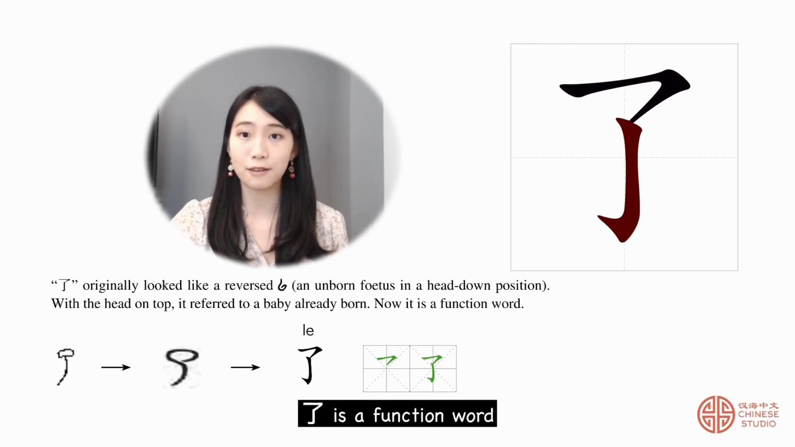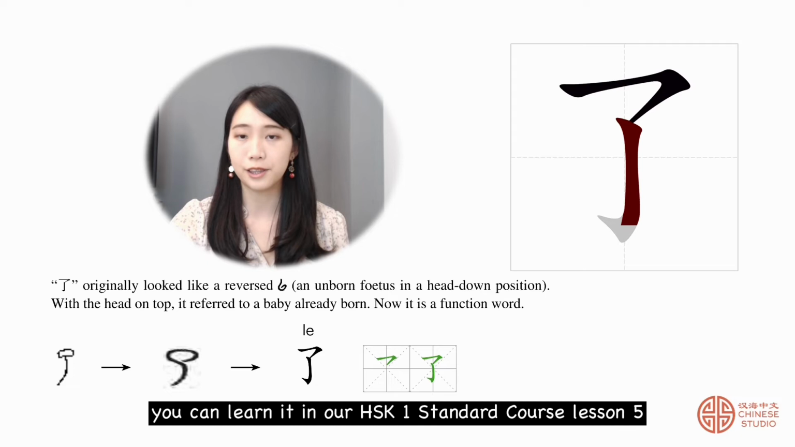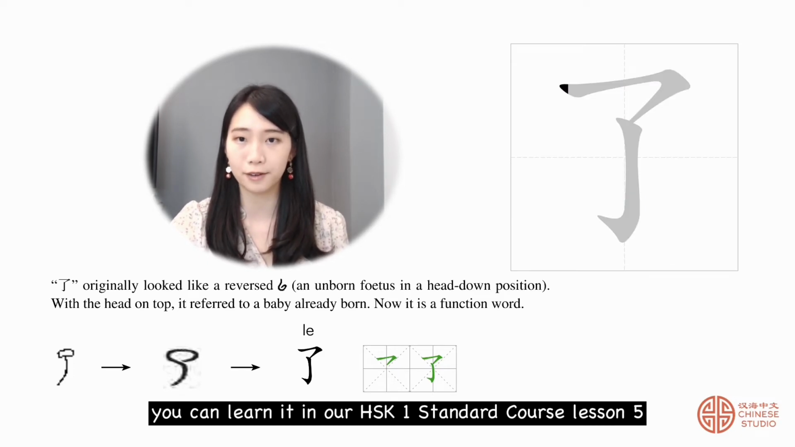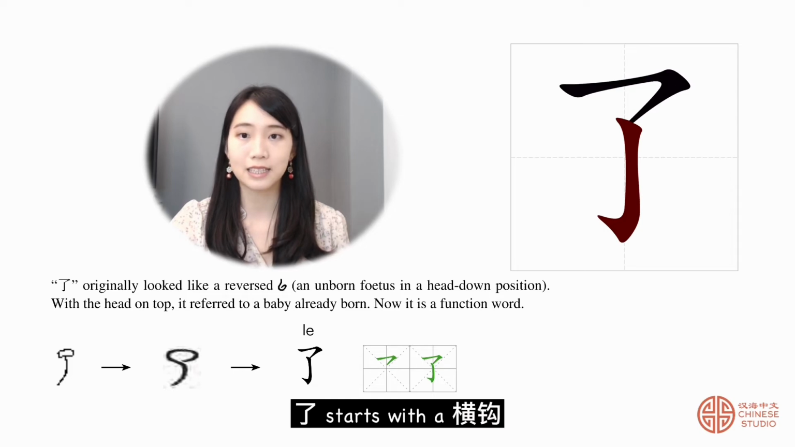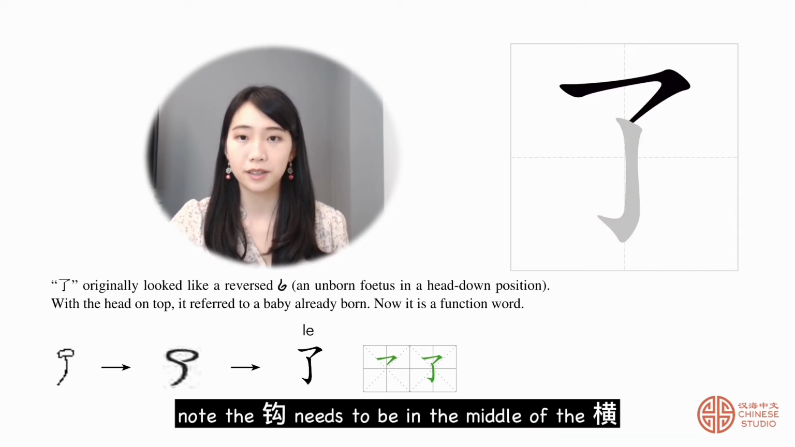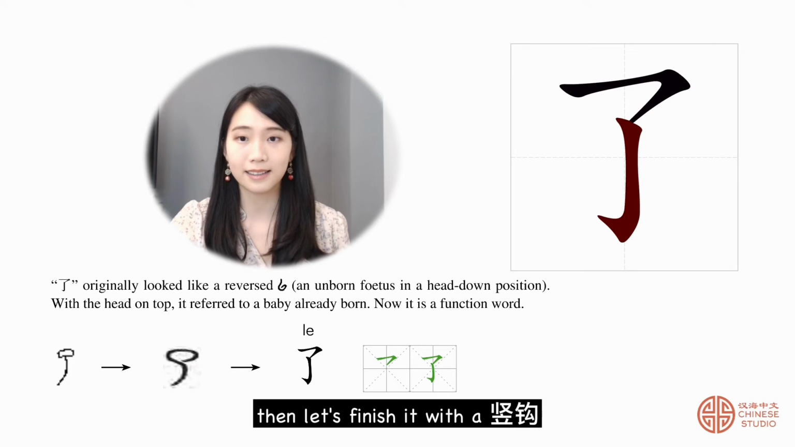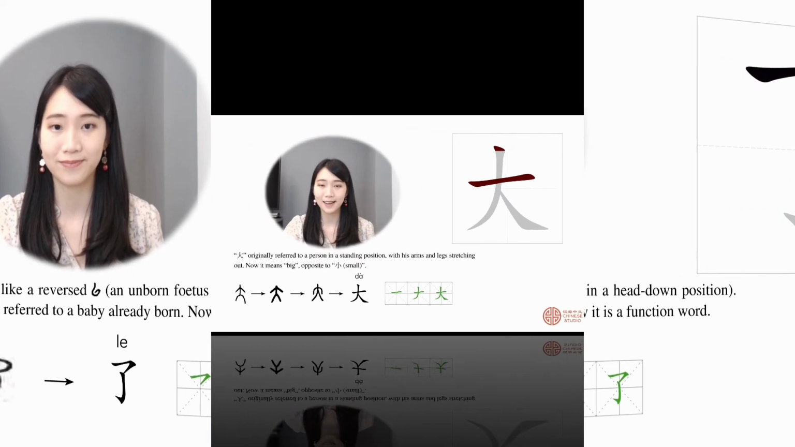了 is a function word. You can learn it in our HSK 1 standard course lesson 5. 了 starts with a 横钩. Note, the 钩 needs to be in the middle of the 横. Then let's finish it with a 树钩.